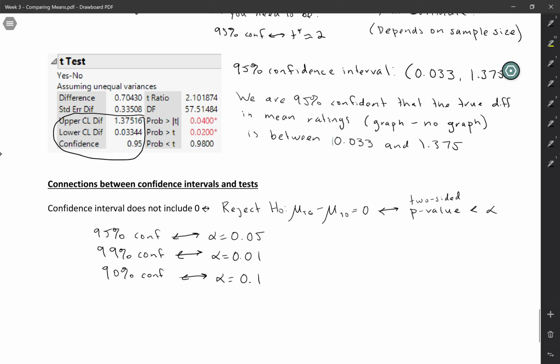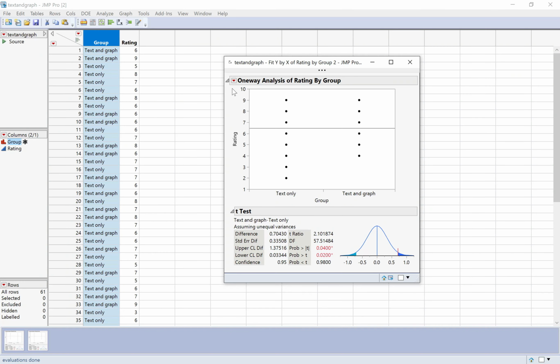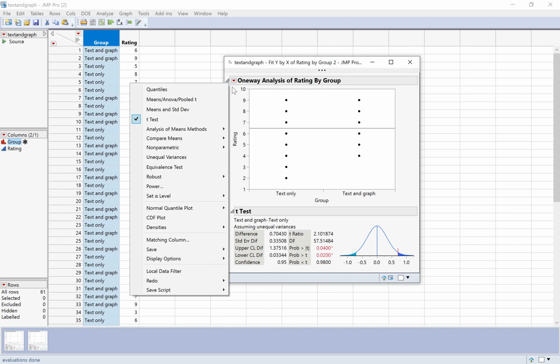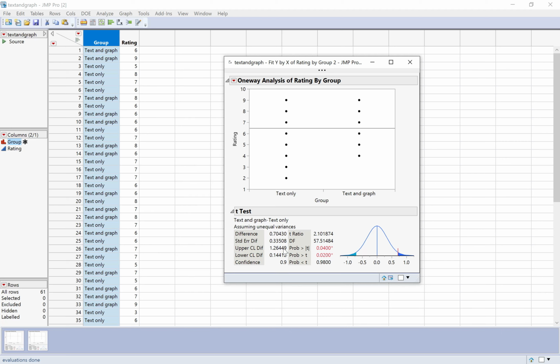And like I said, the default in JMP is to do a 95% confidence, but you can change that. So I'm going to go back to that red arrow and go down where it says set alpha level, and then you just pick the corresponding one. So let's say I want 90% confidence, I would pick 0.10. And you can see here my confidence level has changed to 0.9, so that's 90% confidence, and my confidence interval has changed.